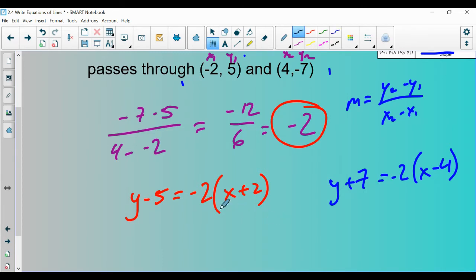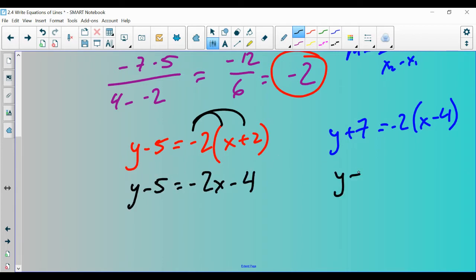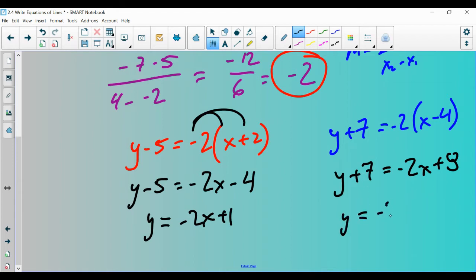If I convert either one of these into slope-intercept form, they should give me the same answer. Let's do that. Distributing negative 2 would give me y minus 5 is equal to negative 2x minus 4. Doing the same here would give me y plus 7 is equal to negative 2x plus 8. Now I have to add 5 on both sides of this equation to get y equals negative 2x plus 1. And subtracting 7 over here would give you y equals negative 2x plus 1 as well. So either way, they were the same equation.